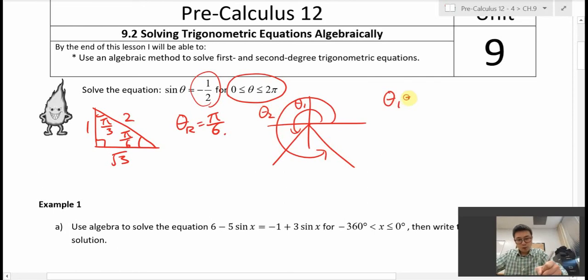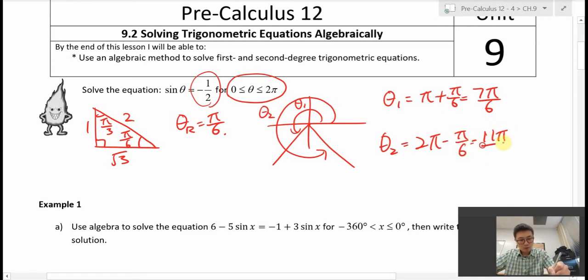Theta 1 would simply be pi plus the reference angle of pi over 6, which gives us 7 pi over 6. Theta 2, with the reference angle being pi over 6, is going to be 2 pi minus pi over 6, and that gives us the answer of 11 pi over 6. Here are two answers. So that's what we did in Unit 8, simple trig equations. Let's take a look at what we're going to be doing today.